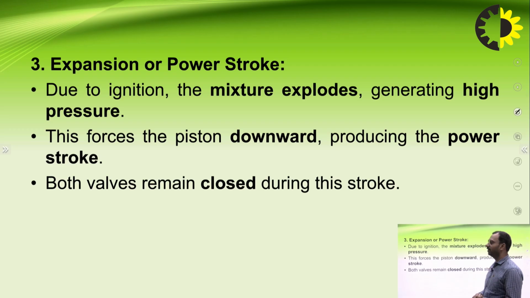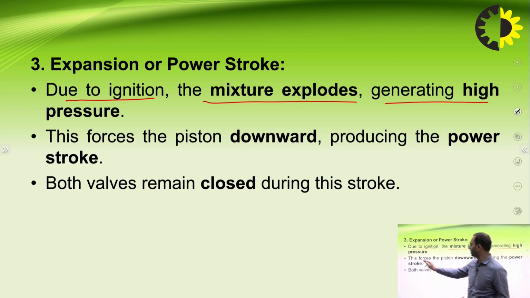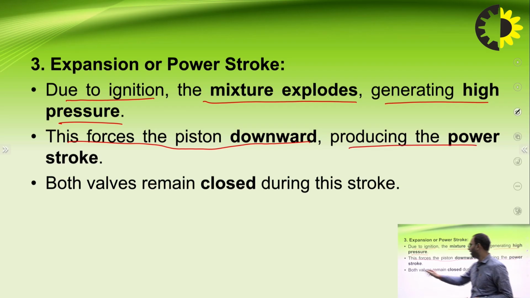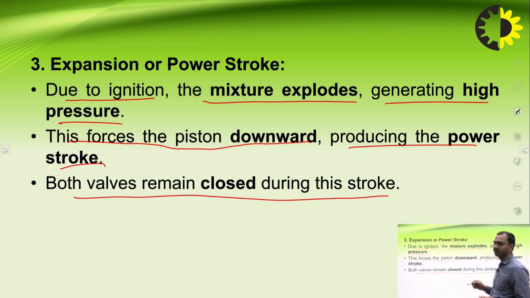Then the third one is the expansion or power stroke. In this stroke, due to ignition, the mixture explodes, generating high pressure. This forces the piston downwards, from top to bottom, producing the power stroke, and both valves remain closed during this stroke. So this is the third process, the expansion or power stroke.